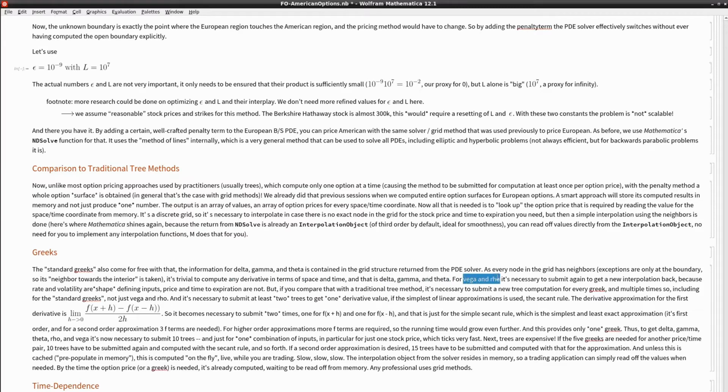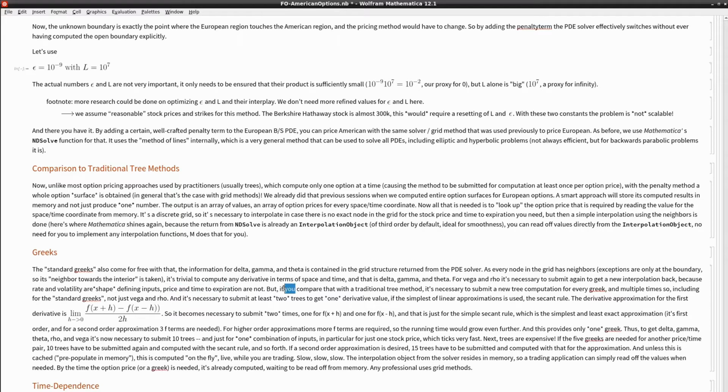For vega and rho, that is not the case, but they're not variables, they're parameters. So for them, it's necessary to submit again in order to get a new interpolation back, because rate and volatility are shape-defining inputs, they're parameters, but price and time to expiration are not.